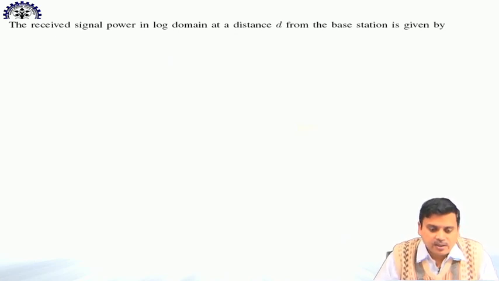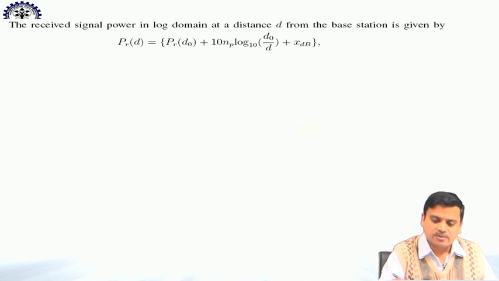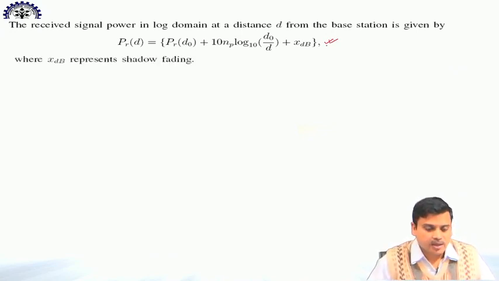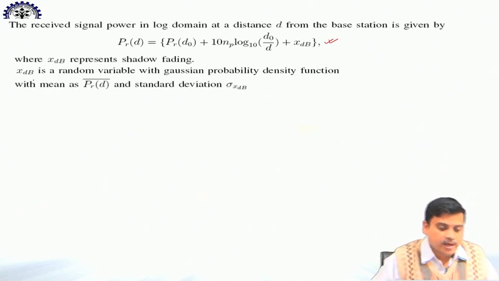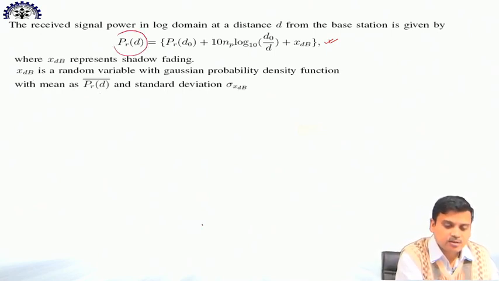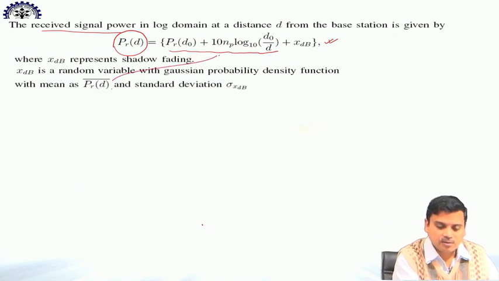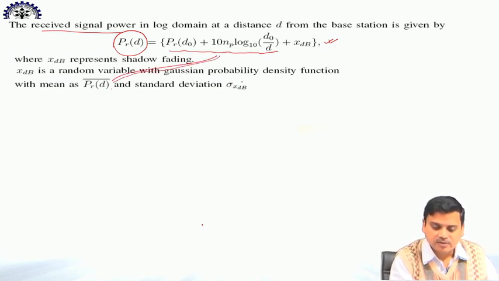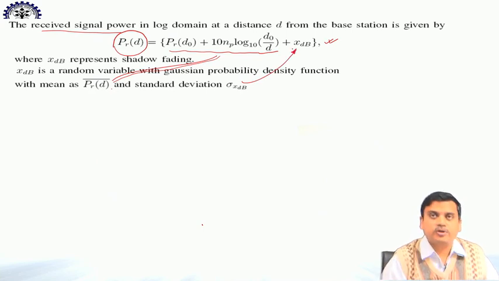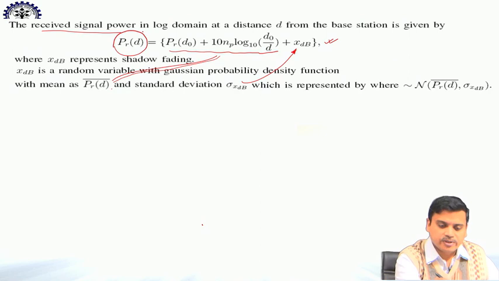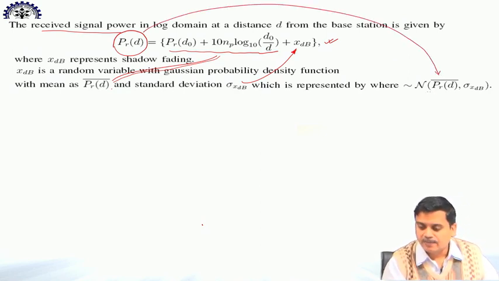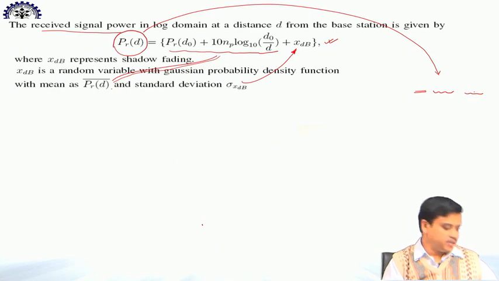So, the received signal strength in the log domain at a distance d from the base station is given by this particular expression, which we have explained so long, where x dB represents the shadow fading parameter. It is a random variable with Gaussian probability function, because it is in dB, and with a mean of PRD. So, this received signal power in the log domain has a mean value which is nothing but this part, and a standard deviation of sigma. Therefore, it is distributed as normal in dB, because everything is in dB, with a mean and the corresponding sigma. That is how it is represented.